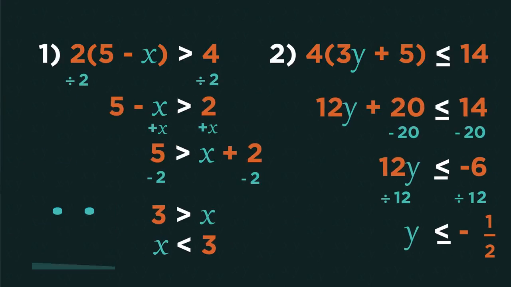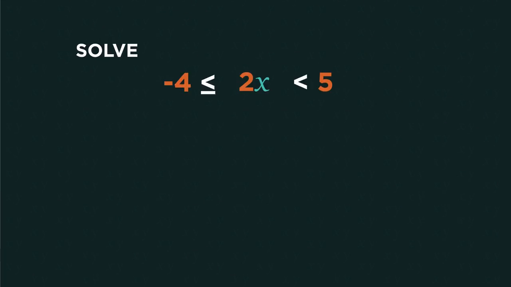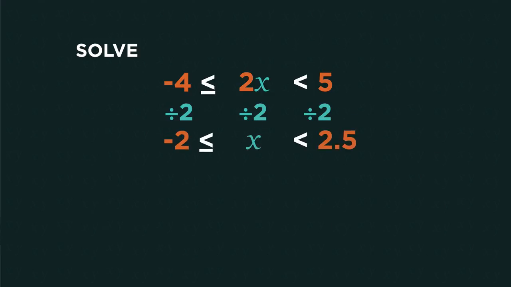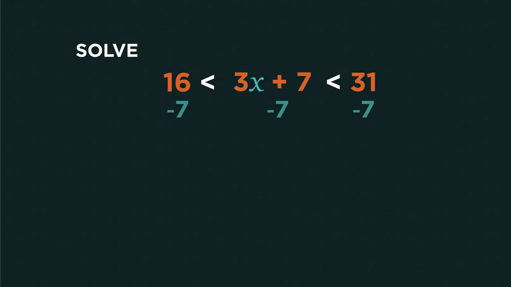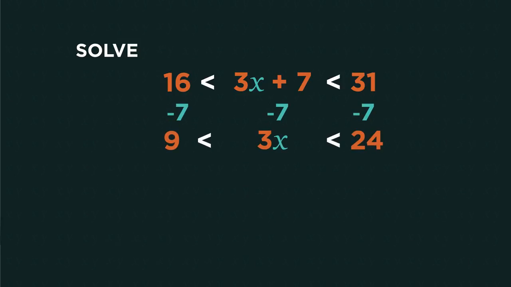How did you get on? What if we were given this question? We need to get x on its own in the middle. Whatever we do to one part, we need to do to all of the other parts. So divide everything by 2, and that's our final answer. Or on this one, we need to subtract 7 from every part, and then divide every part by 3.